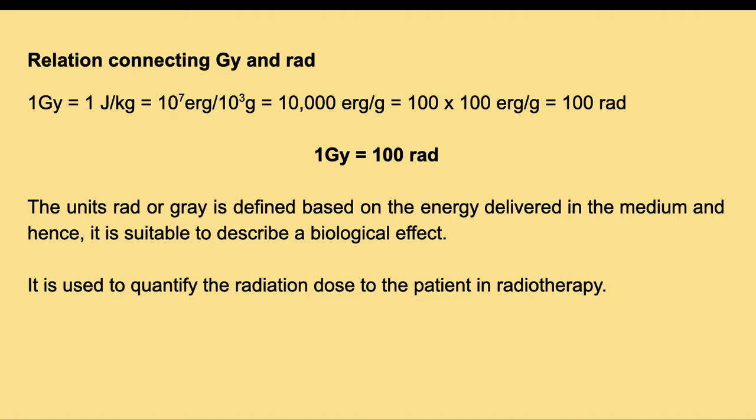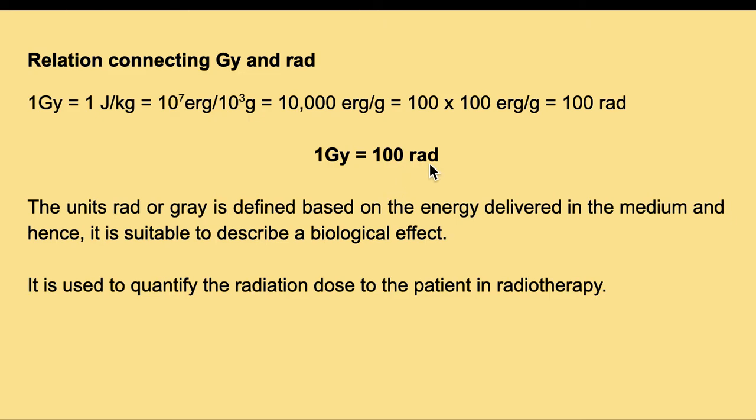And now the relation connecting gray and rad: 1 gray you can write as 1 joule per kilogram, and 1 joule is 10 raised to 7 erg, and 1 kilogram is 10 raised to 3 gram. So 10 raised to 7 by 10 raised to 3 is 10 raised to 4. That will be 10,000 erg per gram. This you can write as 100 into 100 erg per gram. This 100 erg per gram you are calling rad. So this is 100 rad. That means 1 gray is 100 rad.